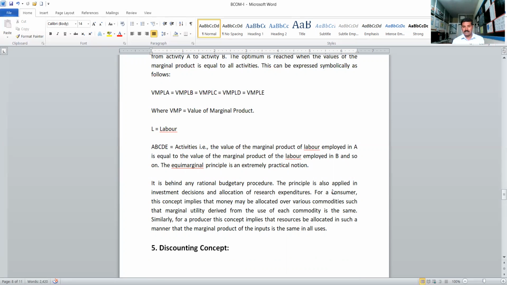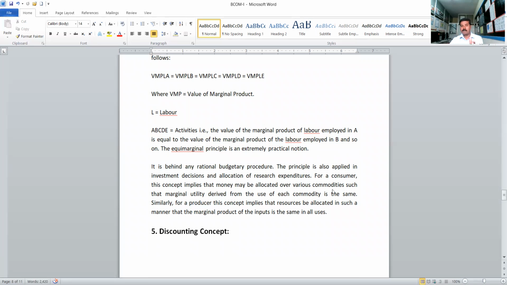The value of marginal product of labor employed in A is equal to the value of the marginal product of the labor employed in B, and so on. The equi-marginal principle is an extremely fruitful notion. It is behind any rational budgetary procedure. The principle is also applied in investment decisions and allocation of research expenditures.